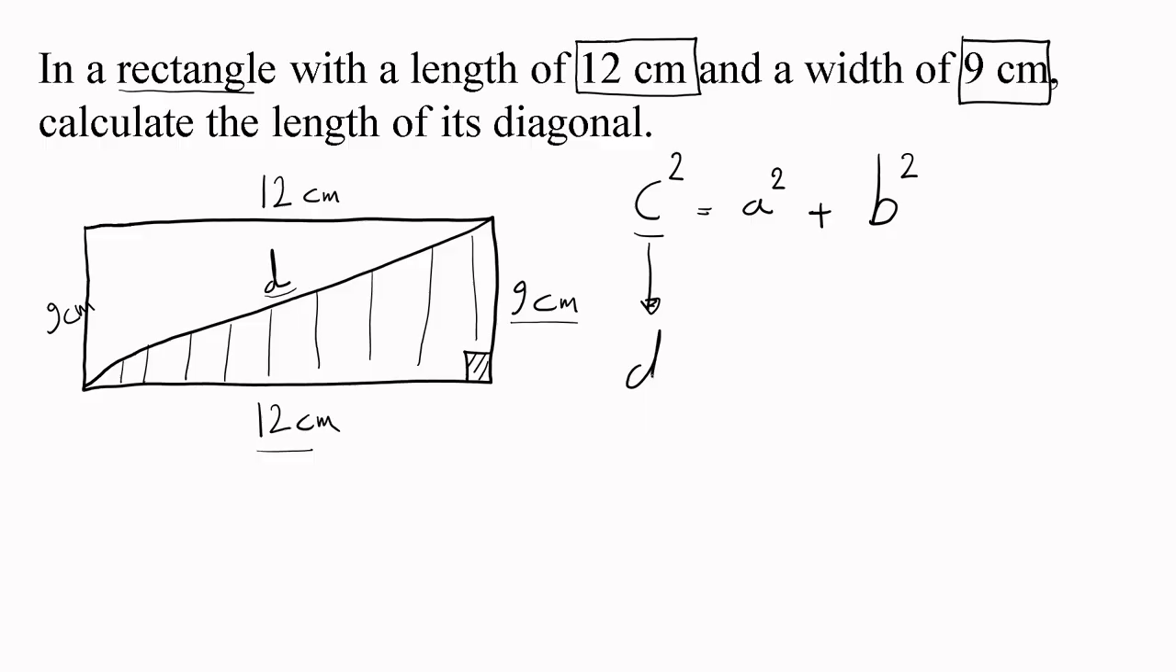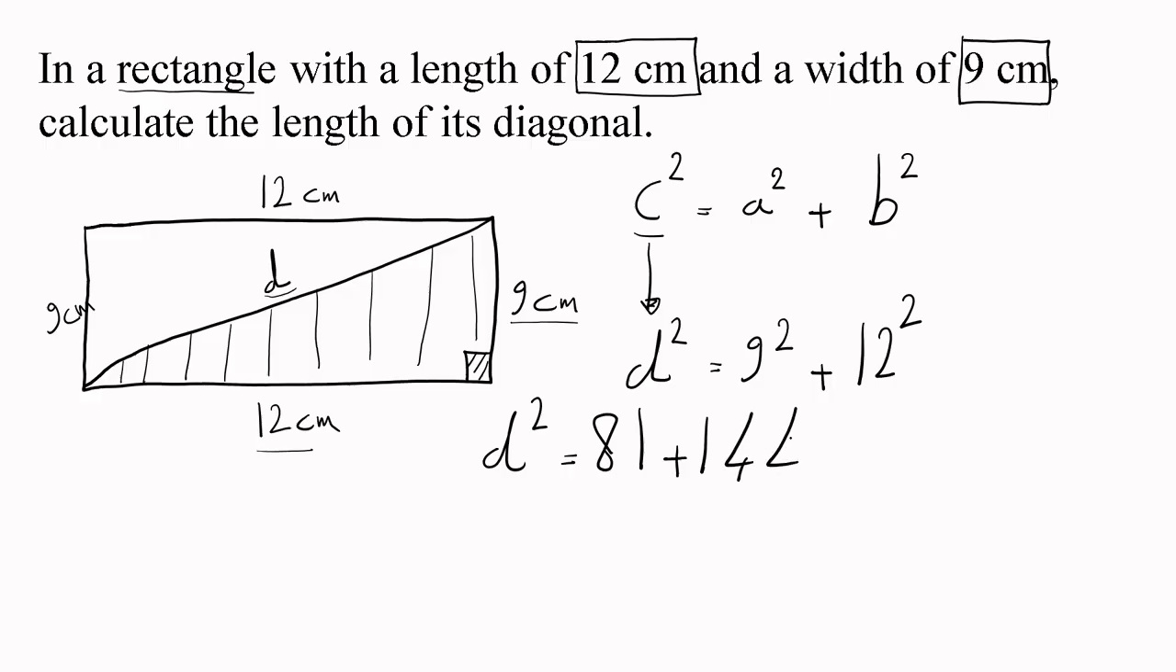So D squared is equal to, I'm gonna assume that A is equal to 9 centimeters, so 9 squared plus 12 to the power of 2. If I simplify that, I'm gonna have D squared is equal to 81, because 9 to the power of 2 is 81, and 12 squared would be 144, and if I add them, I'm gonna have 225. So the only thing that I need to do is taking a square root from both sides. If I simplify that, I'm gonna have D, which is diagonal, is equal to 15.